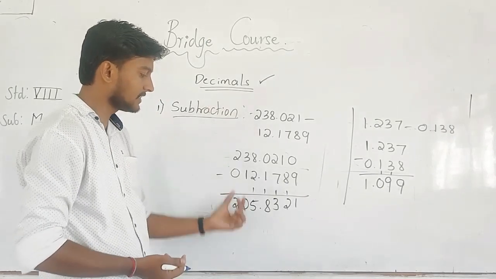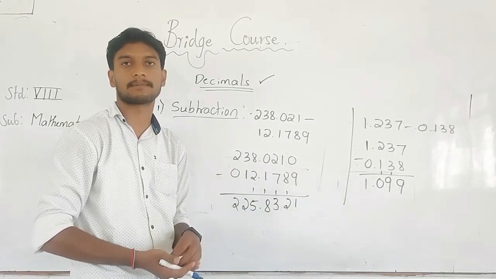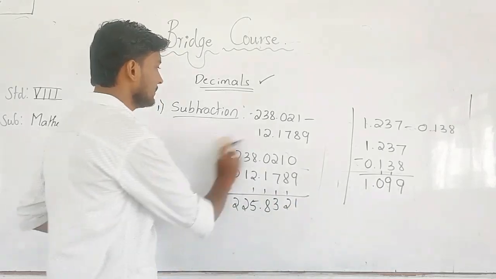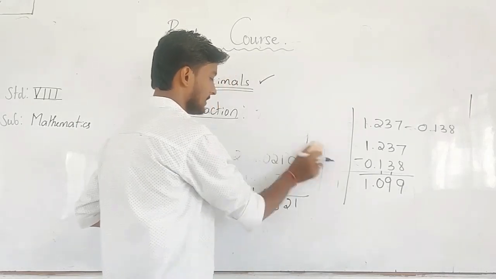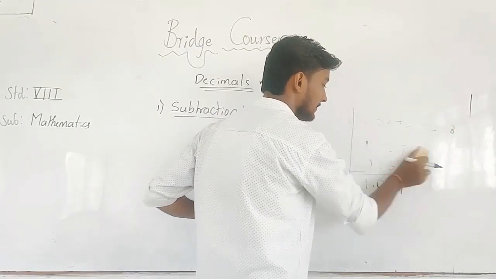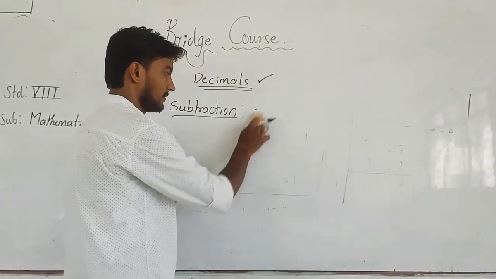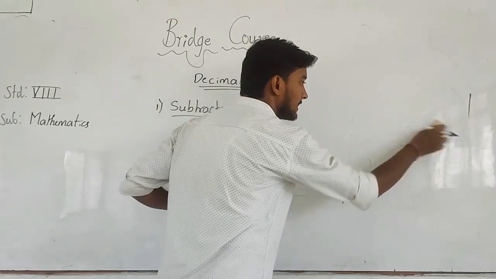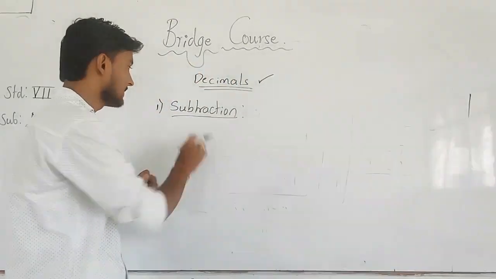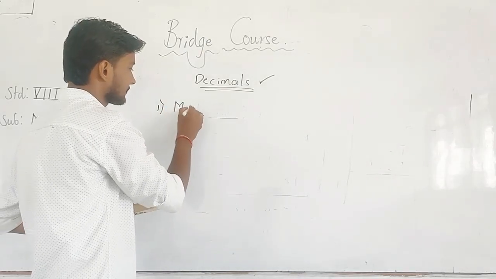So if you subtract these two, you get how much? 225.8321. So like this, you have to subtract the decimal. So subtraction, addition, multiplication, division, already you have studied. So you have to follow these methods to solve those decimal problems. So next we have to discuss the multiplication.